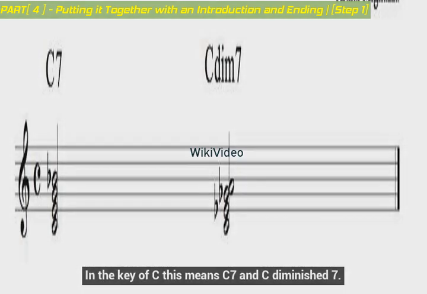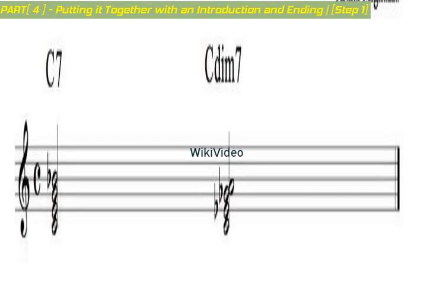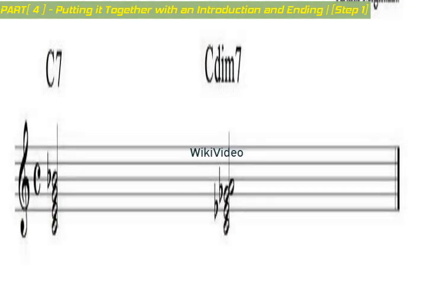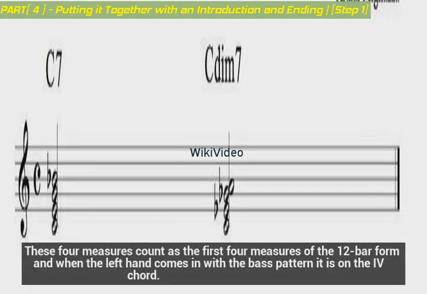In the key of C, this means C7 and C diminished 7. An intro of this sort is usually 4 measures in duration and consists of going back and forth between these two chords. These 4 measures count as the first 4 measures of the 12-bar form, and when the left hand comes in with the bass pattern it is on the IV chord.